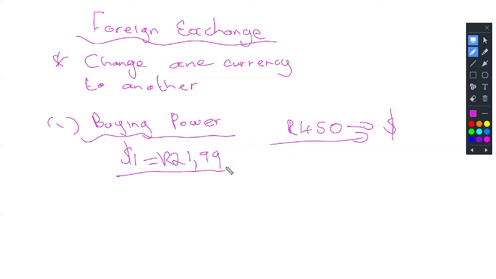But remember, when they say $1 is equal to 21 rands and 99 cents, they're telling you that this is your formula, guys. There's nothing difficult. If they say convert this, you go back, the first thing you write is your formula. You are still given that 450. Your equation, your formula, is going to be $1 is equal to 21 rands and 99 cents.